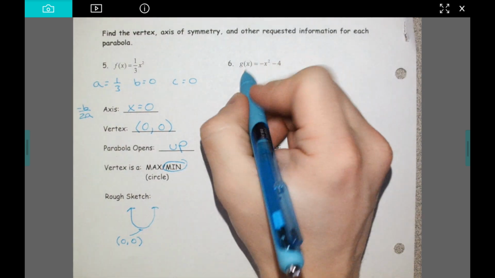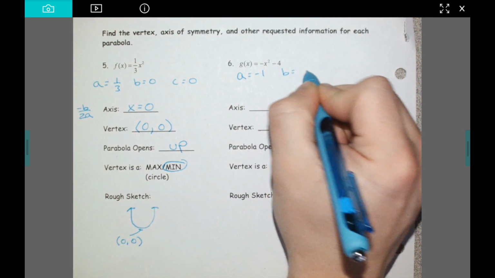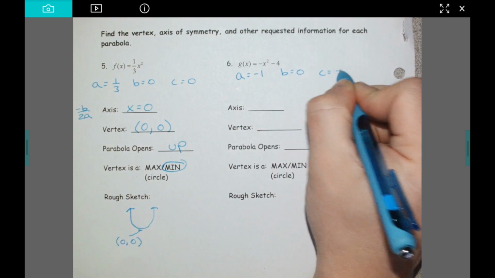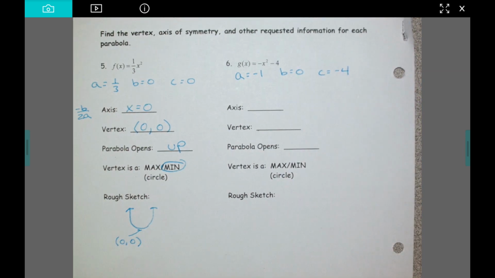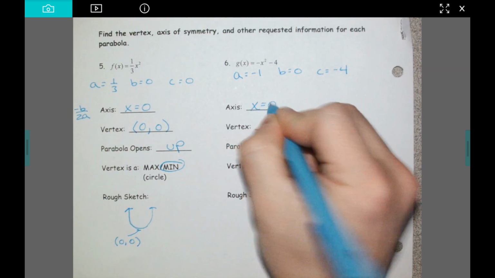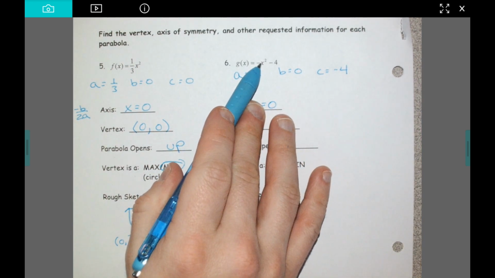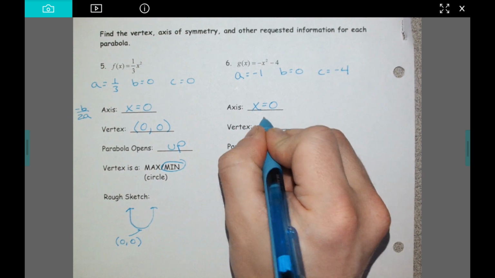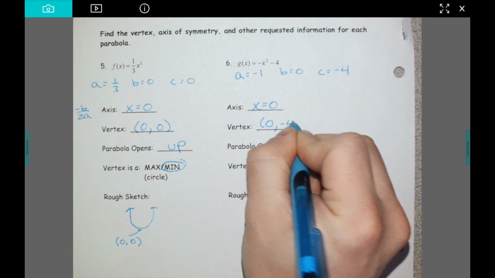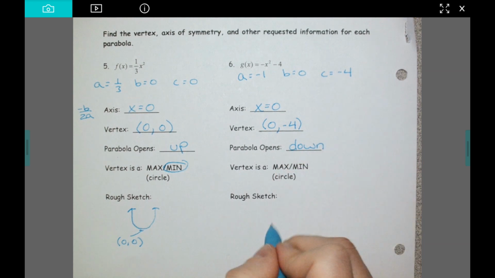For 6, we're going to go ahead and do ABC. So A is -1, B is 0, C is -4. Axis, again, since B is 0, our axis is going to be x equals 0. We go ahead and plug in 0 for x to get our vertex. When I plug in 0, my vertex is going to be (0, -4). And then the parabola opens down.